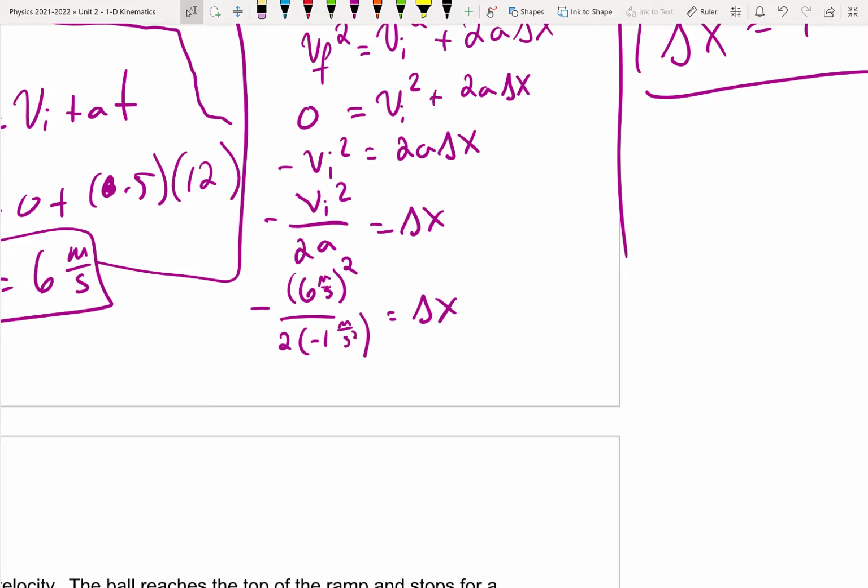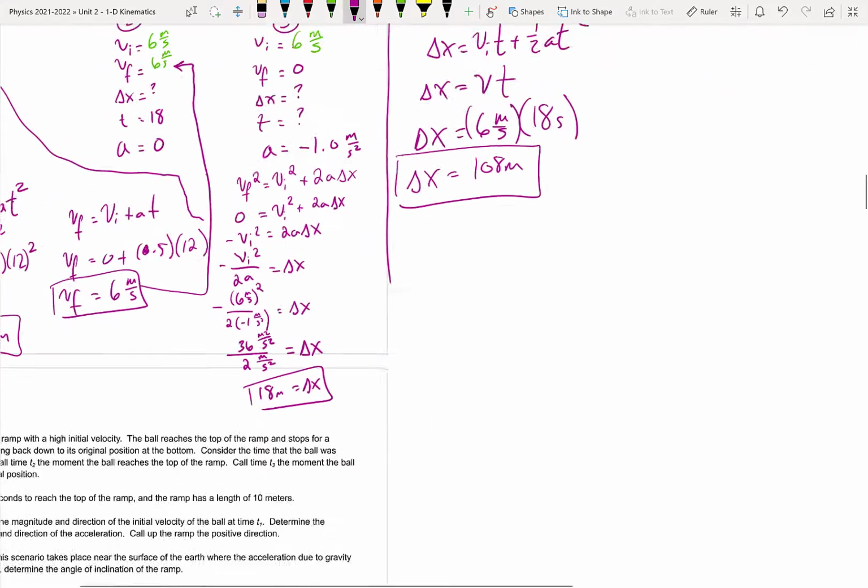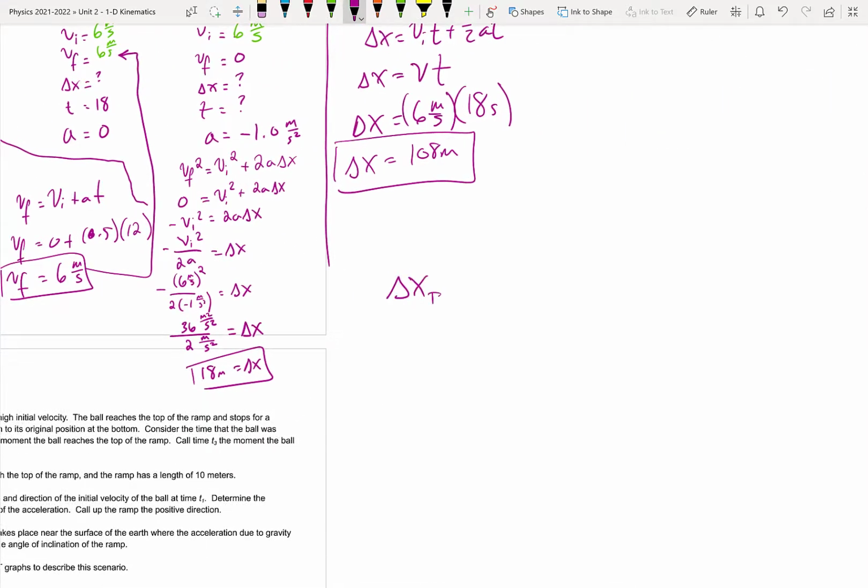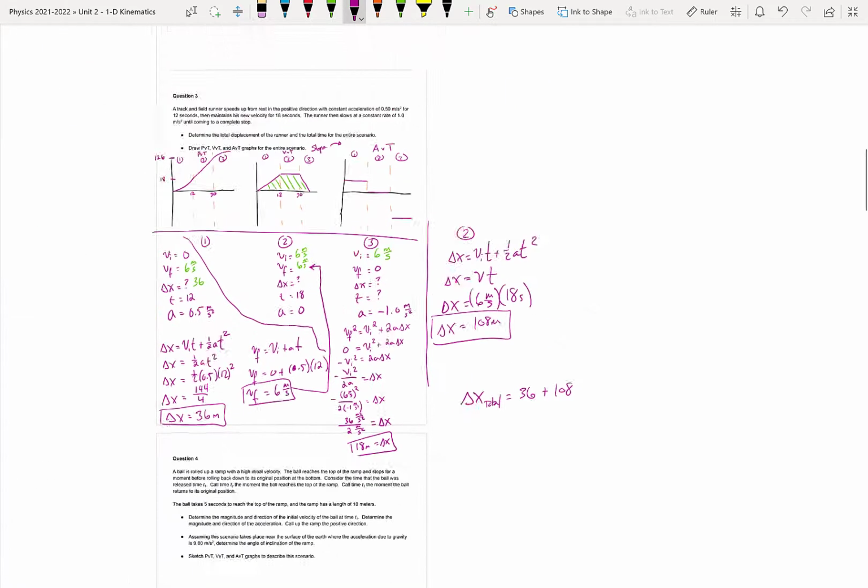And so I'm left with 36 over 2, and this is going to be meters squared per second squared, if you really want to see all the units. We know displacement delta x should be in meters. All right, so that's 18 for phase 3. And so our total displacement, let's call it delta x total, will be our 36 plus our 108, which gets us to, wait, what was the first one?